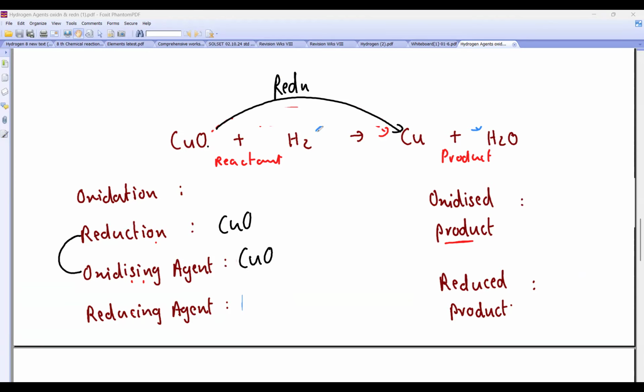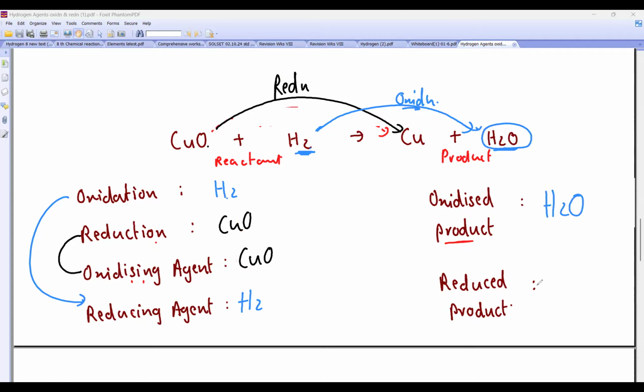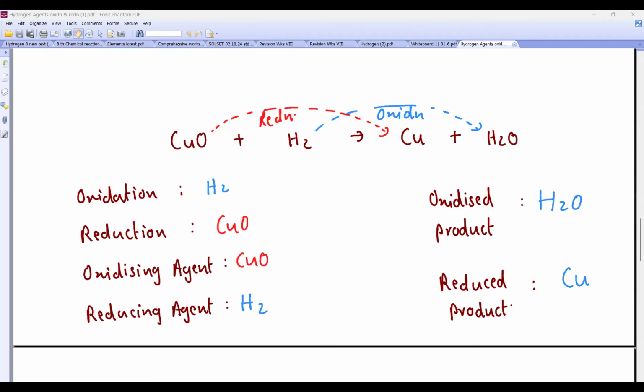Who has undergone oxidation? Look at hydrogen, oxygen has been added, so it is undergoing oxidation. Who is undergoing oxidation? Hydrogen. The one who undergoes oxidation is which agent? Reducing. If they say write the oxidized product, look, on the right-hand side of oxidation, who is there? H2O. Who is your reduced product? In the product you look at copper, Cu. On the right-hand side of reduction, who is there? Copper. Easy. Clear, right? And now we come to your comprehensive worksheet.